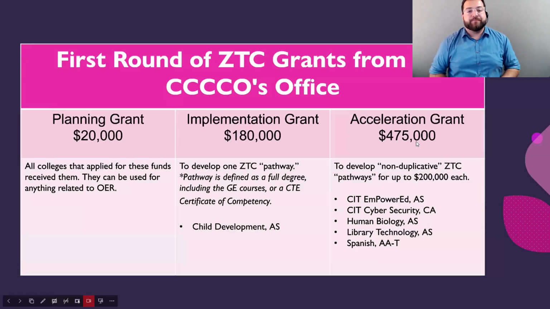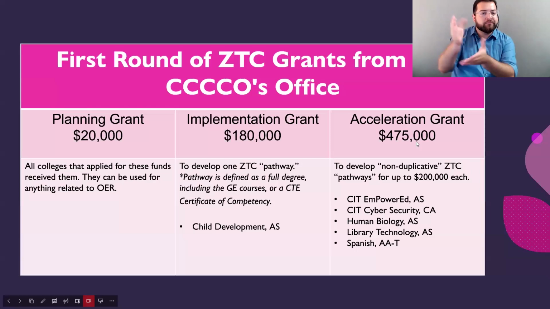Okay. So I want to just really quickly, I'm not going to talk about this too much, but there was a first round of ZTC grants that came out last year. And Fresno City College applied for 6 different what are called ZTC pathways. So a pathway is either a degree or a certificate that is CTE. So this is what we're working with right now. These funds are paying faculty to create the materials, to adopt the materials, and to be able to deliver fully zero textbook costs pathways to students.